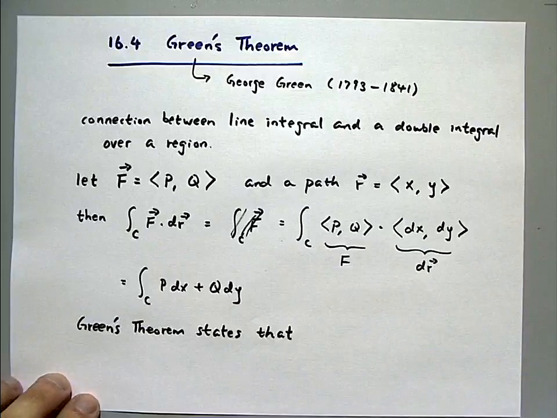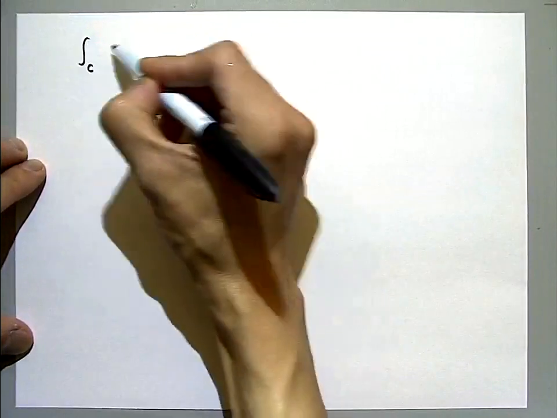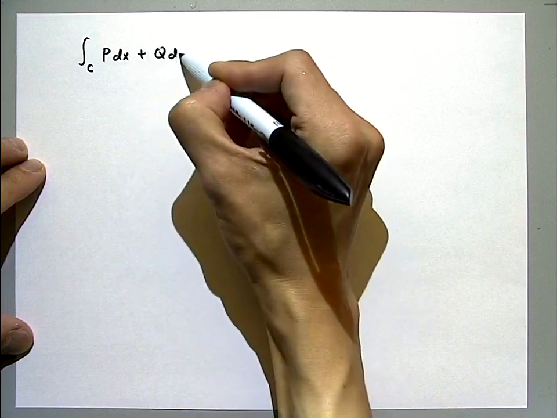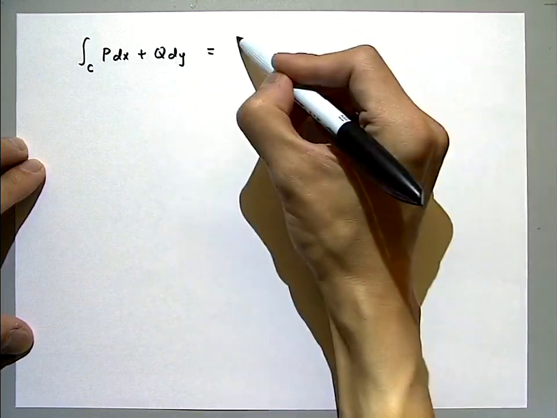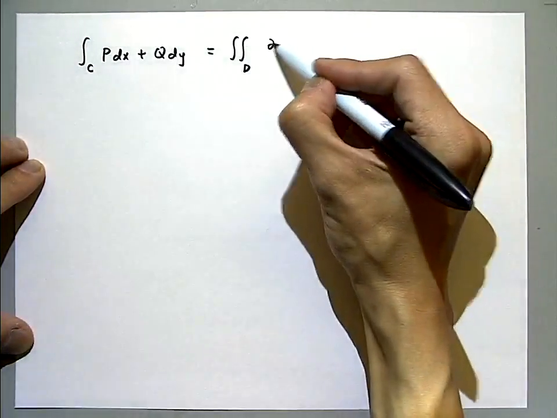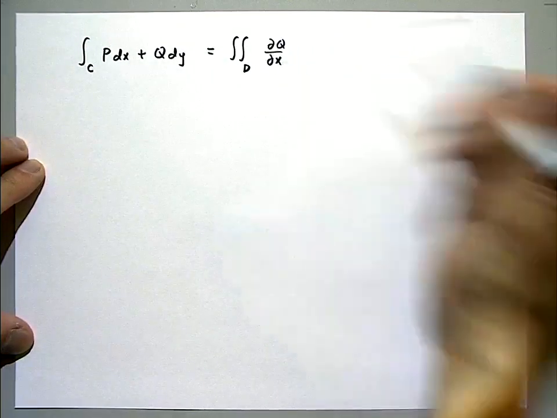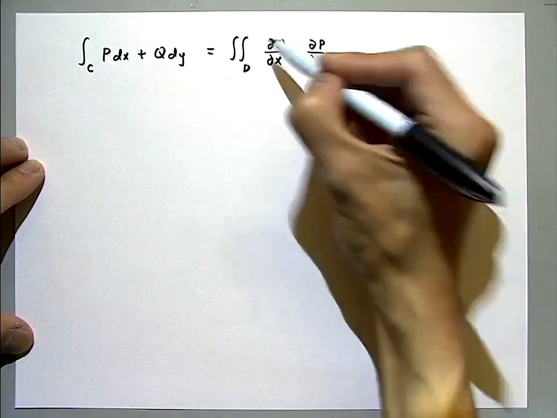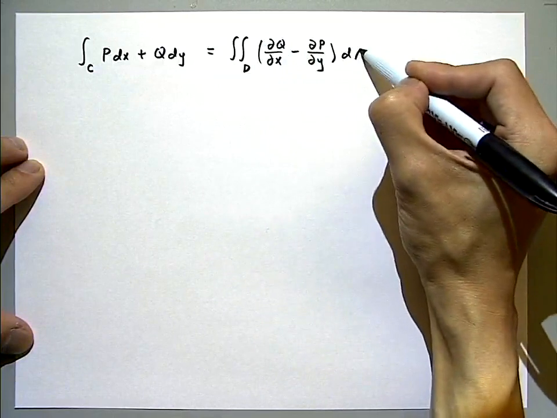Green's theorem states that, well, let me write this on the next page, that this line integral P dx plus Q dy is equivalent to a double integral over some region D of the partial derivative of Q with respect to x minus the partial derivative of P with respect to y, dA.